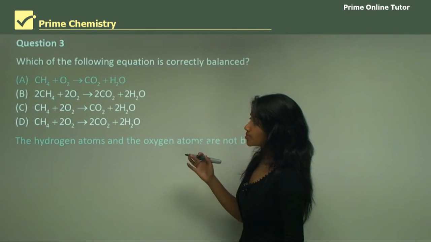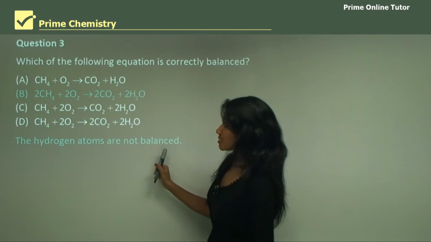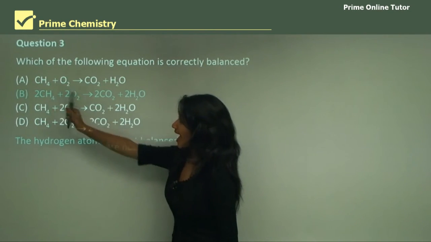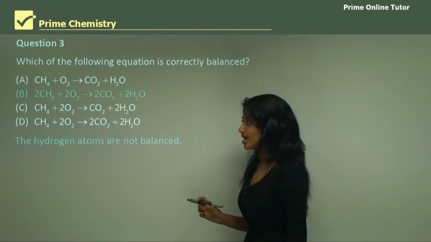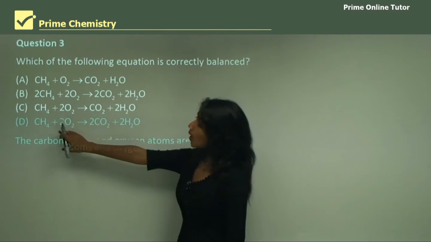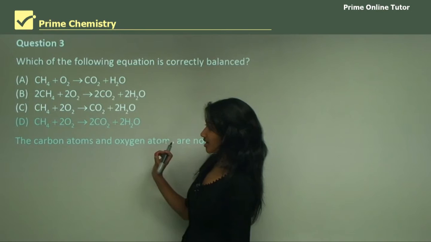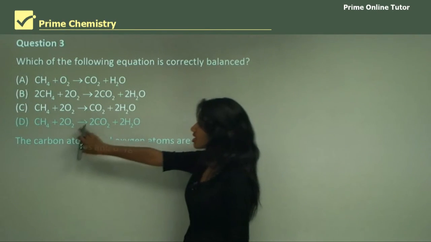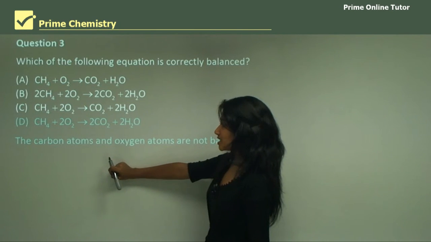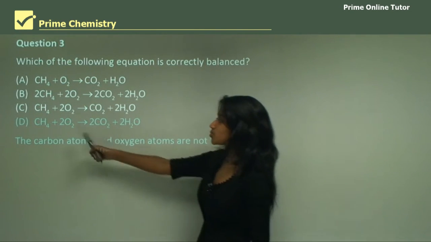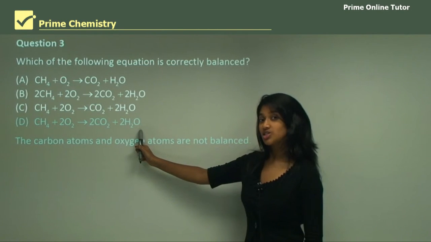Moving on to option B. So option B, we have the hydrogen atoms not being balanced. We have 8 hydrogen atoms but only 4 on this side. So the hydrogens are not balanced. Moving to option D now. Option D has the carbon and the oxygen atoms not balanced because we have only 1 carbon but we have 2 carbon atoms on this side. So clearly the carbons aren't balanced. What about the oxygen atoms? We have 4 oxygens here but we have 6 oxygens on this side.